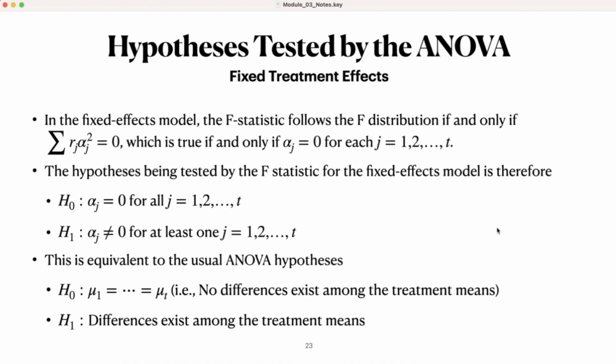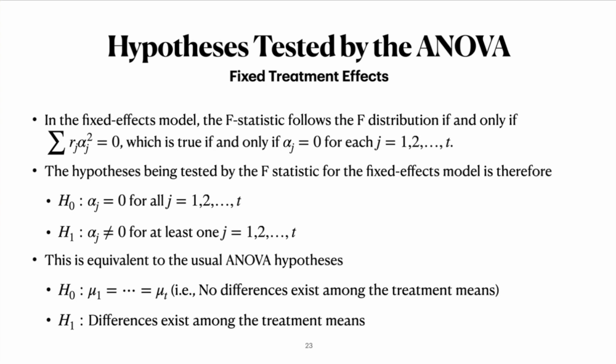Okay, so that leads us to the hypotheses that are being tested by the ANOVA. For the fixed treatment effects model, the F statistic follows the F distribution if and only if this quantity here is 0, which is true if and only if all of the alpha sub j's are 0, so if and only if all of the treatment effects are 0. The implication is that the hypothesis being tested by the F statistic for the fixed effects model is given by the following set of hypotheses: the null hypothesis being that all of the treatment effects are zero, against the alternative that at least one of the treatment effects is non-zero.